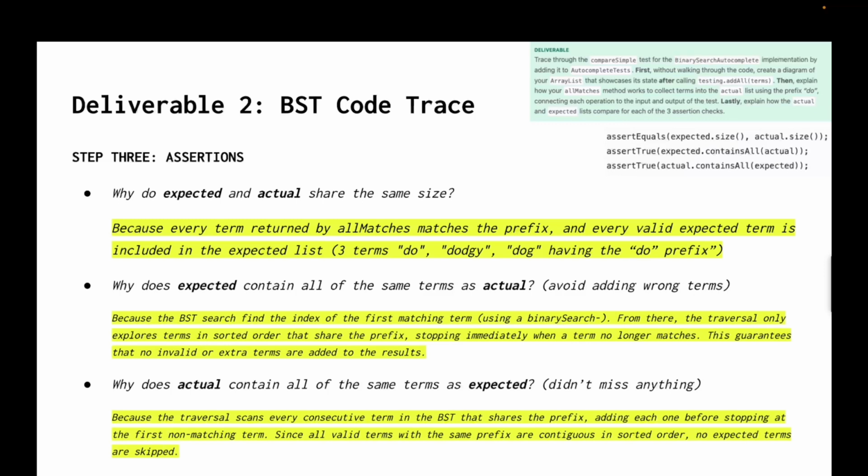Then finally, why does actual contain all of the same terms as expected? In other words, how do we not miss any of the terms? Because the array is sorted in dictionary order, all the valid terms with the same prefix are next to each other. That guarantees that no expected terms are skipped.